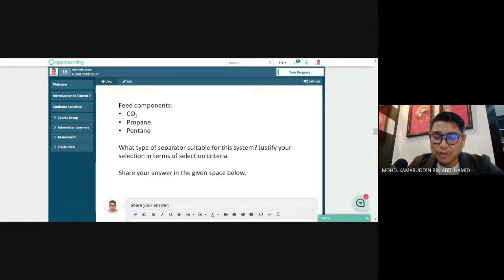Tu je jawapan kau. Flash column. Flash, yes. You can use flash. You can also use absorber, depending on either you able to recover. Okay, the first choice that you can use is flash. If a single stage of flash able to recover all the CO2 in your feed stream, that should be the one.